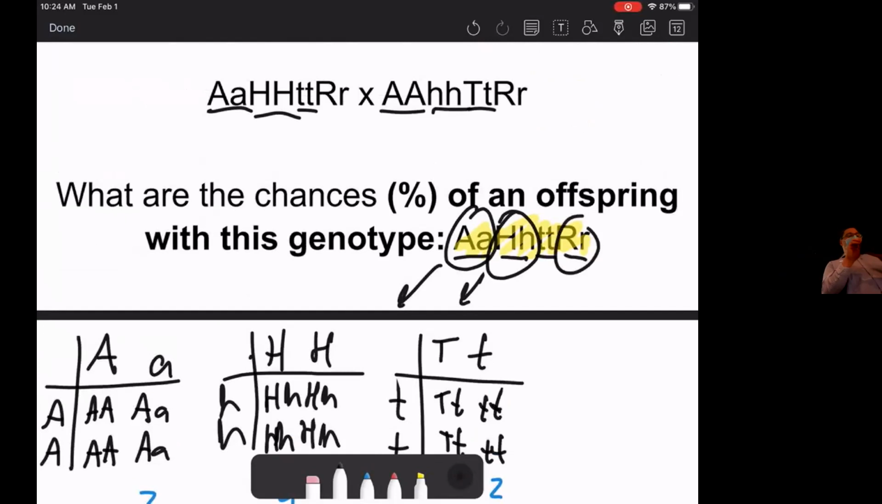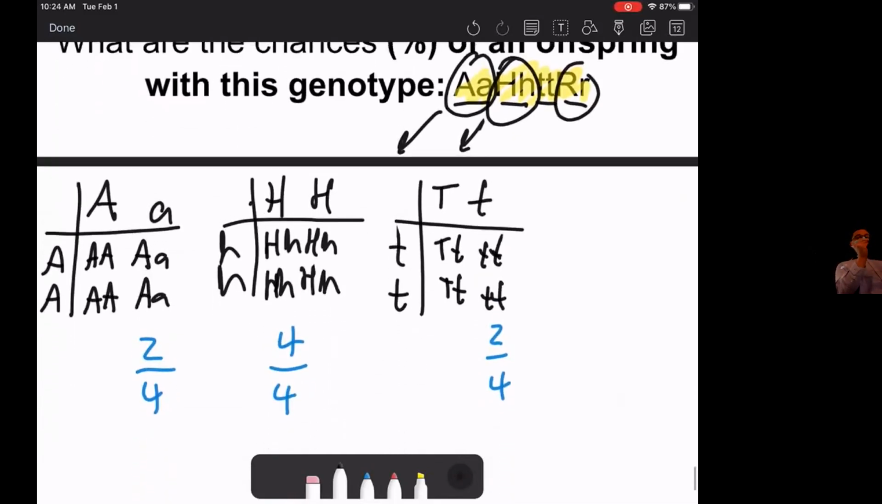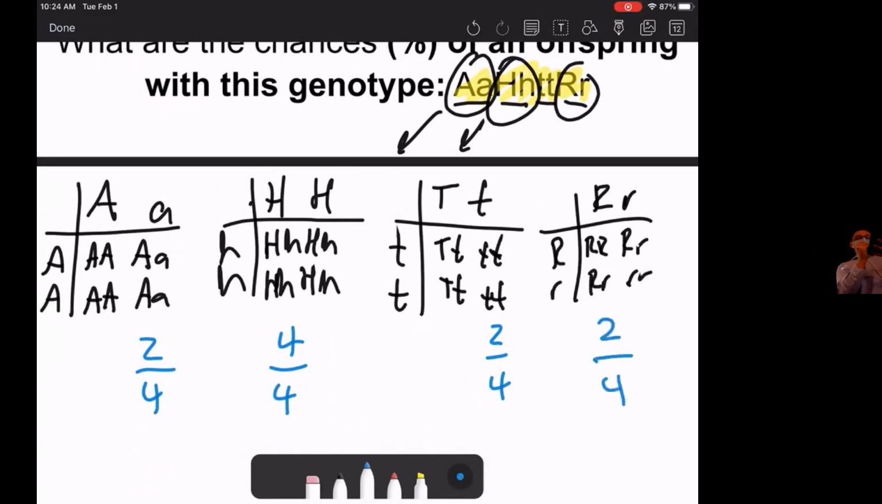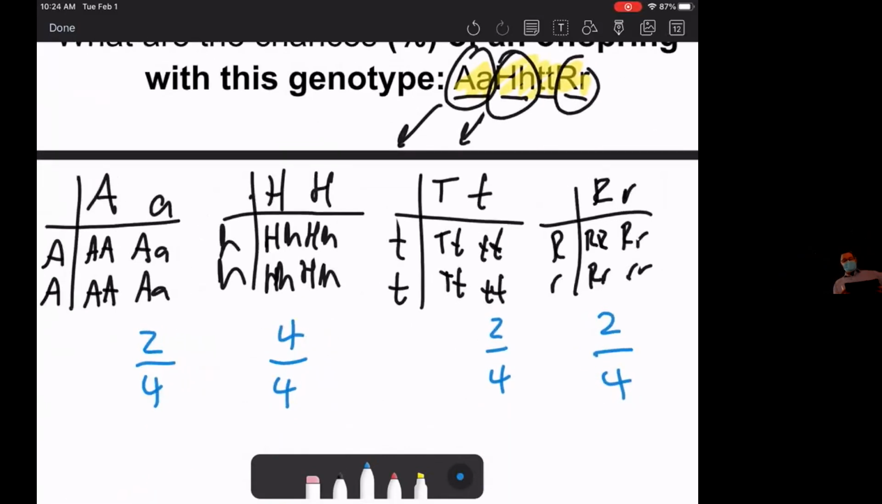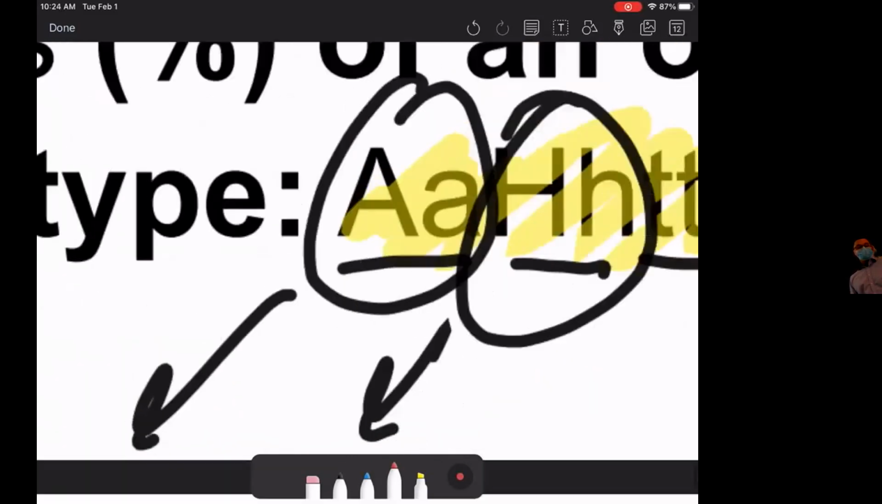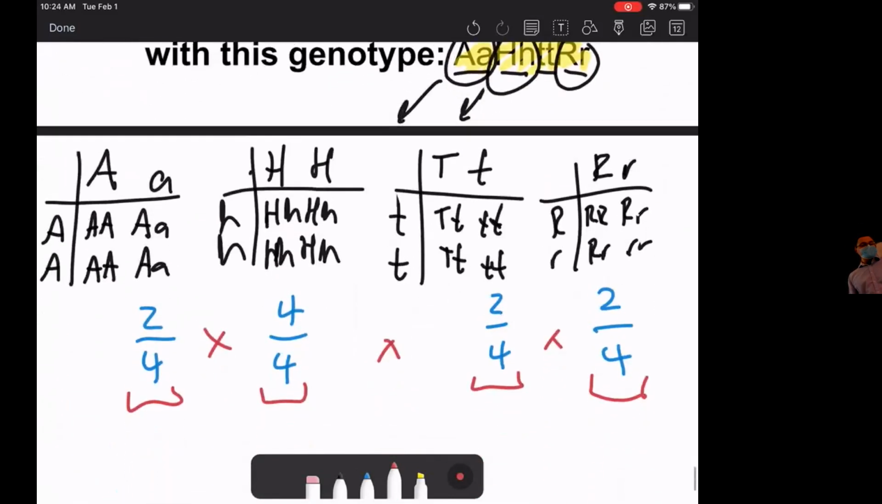Last one, the R gene. This is a good old heterozygote parent versus heterozygote parent. Okay. So multiplying, remember these odds, because lightning has to strike here, here, here, and here at the same time to get the offspring that we wanted.